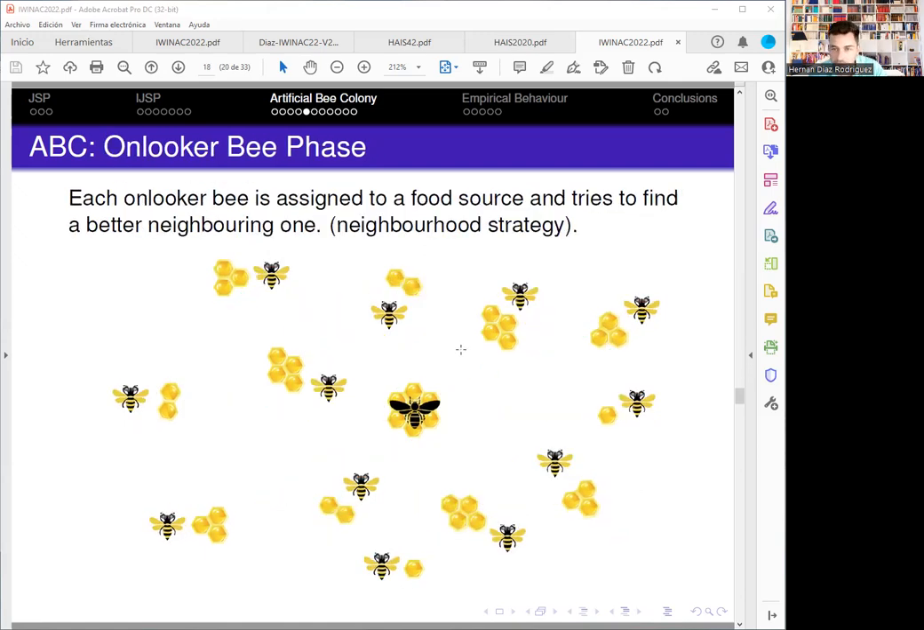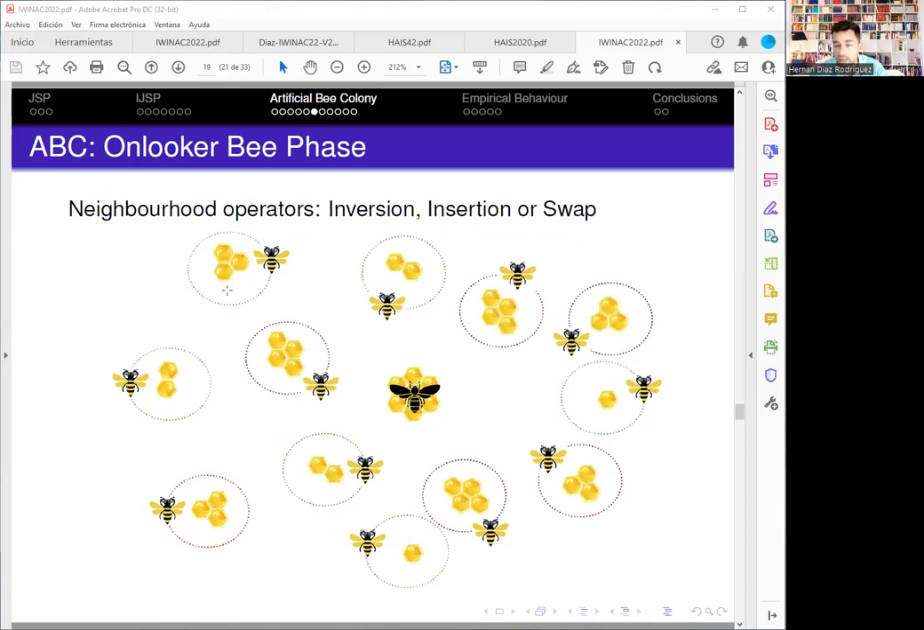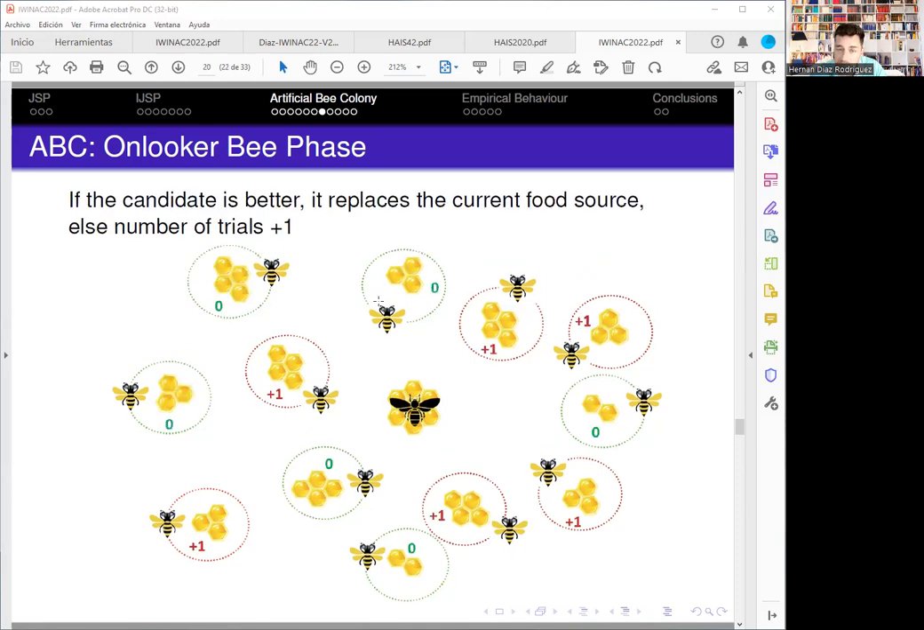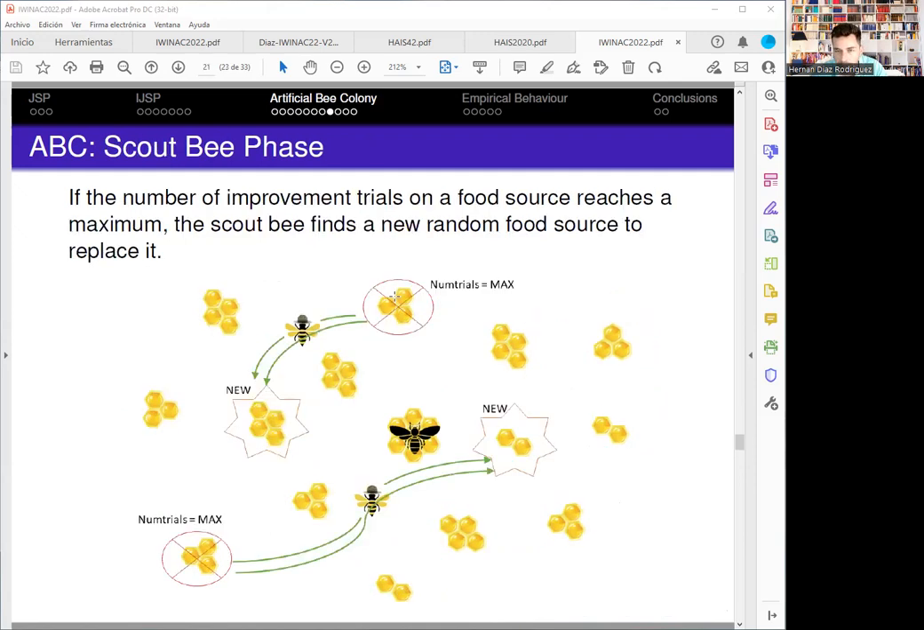So let's go to the second phase, which is the onlooker bee phase. In this case, each onlooker bee is assigned to a food source and then tries to find a better neighboring one, so we need to define a neighborhood strategy. The bees will look around only their food source, and the neighborhood operators that we have are inversion, insertion, or swap, also classical neighboring operators. If the candidate found is better, it will replace the original food source, and otherwise we increase the number of trials by one. And in the third phase, the scout bee phase, we check the number of improvement trials on each food source, and if it reaches a maximum, the scout bee will find a new random solution to replace the previous one.